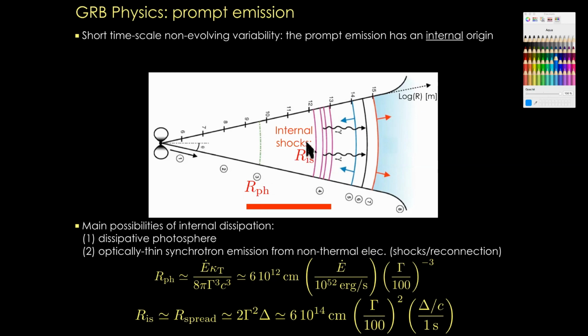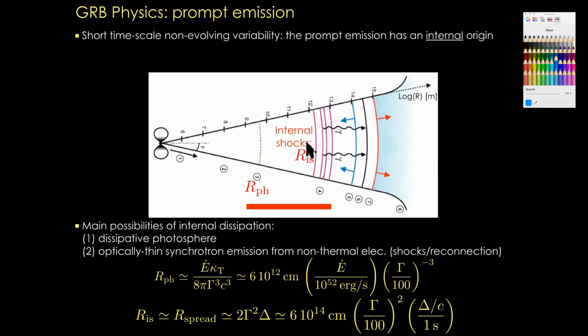What is probably not possible, even if, for instance, Bing Zhang has imagined a possibility to avoid the problem we mentioned, is the combination of shocks and reconnection, because in principle, to have an efficient reconnection model, you need a high magnetization in the region where the dissipation occurs. And if the magnetization is high, in principle, shocks cannot propagate.